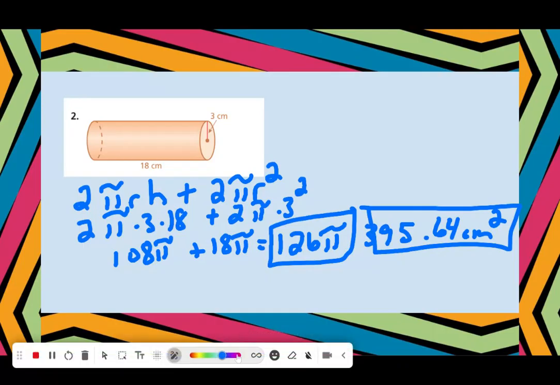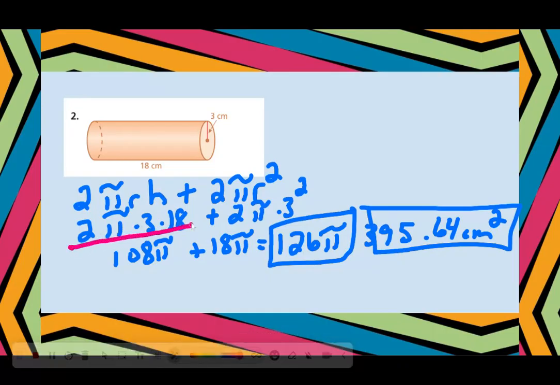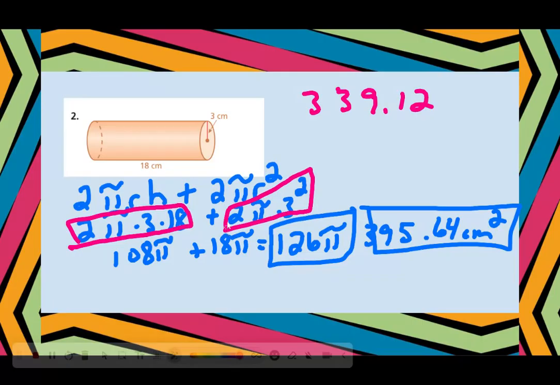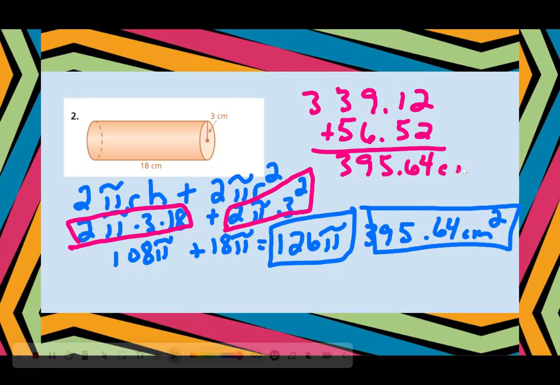Okay. Another way you could do that is actually solve for 2 times pi times 3 times 18, and I got 339.12. And then 2 times pi times 3 squared, I got 56.52, and I add them together, and you will get 395.64 centimeters squared. Great job.